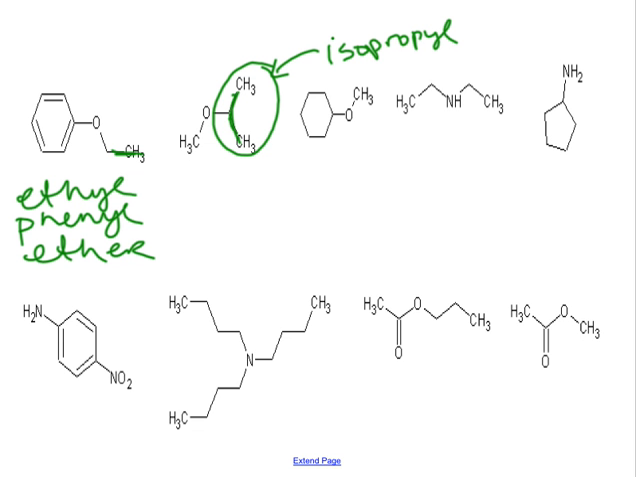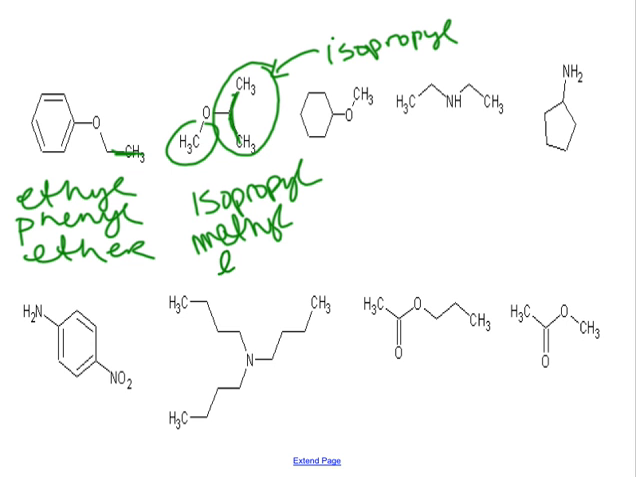Don't worry about memorizing it now, but if you know it's an isopropyl and you know that other one is a methyl, what do I call this? Isopropyl methyl ether. Ooh, let's try the next one.